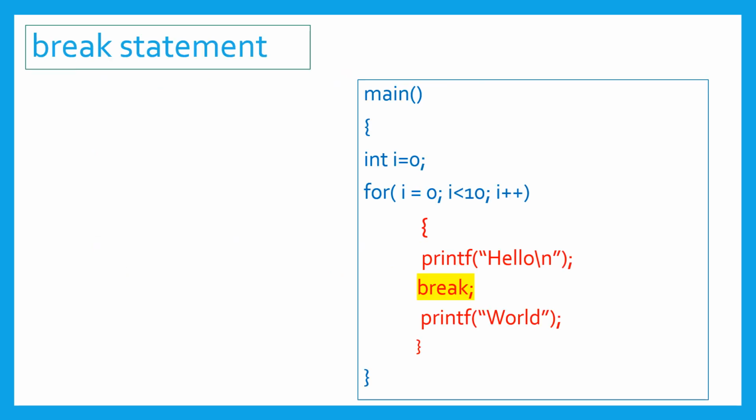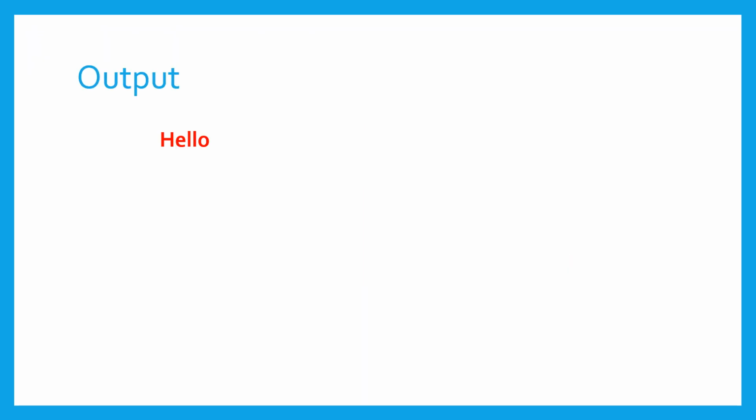So we have a for loop and there is a break statement between the two printf statements. So when the program is executed, when the break statement is encountered, the program takes an exit from the for loop. So that means you end up with just one answer, hello, on the screen.